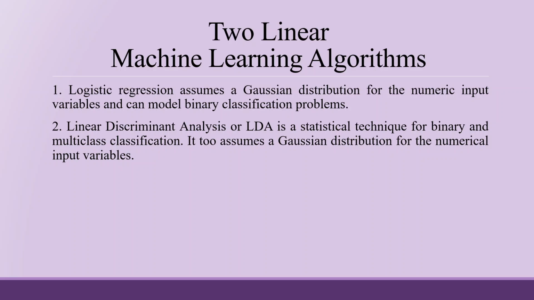Logistic regression assumes the Gaussian distribution for the numeric input variables and can model binary classification problems. Linear discriminant analysis, or LDA, is a statistical technique for binary and multi-class classification. It too assumes a Gaussian distribution for the numerical input variables. Now let's see how we can carry this out in Jupyter Notebook.